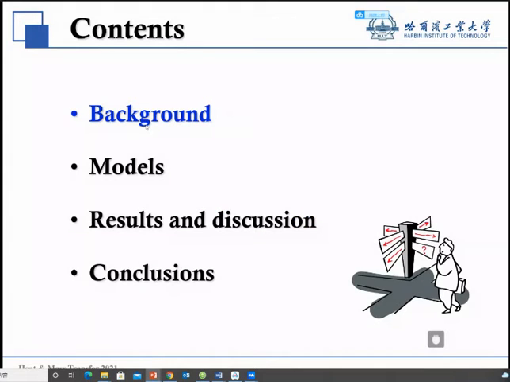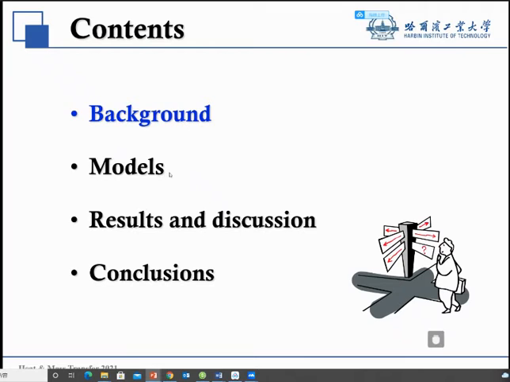For the next page, I show the contents of the presentation. If you give a presentation, it generally consists of 4 parts. The first part is background, and the second part is the models. The third part is results and discussion, and the final part is conclusion. For the first part, you could introduce the background of your investigation. You can introduce why you do this project and the aim you want to obtain from the investigation.